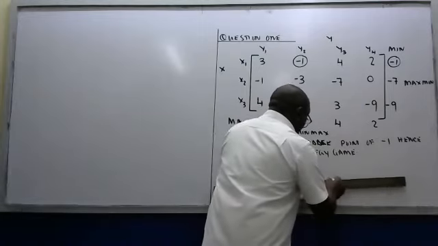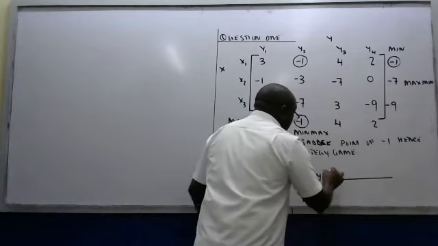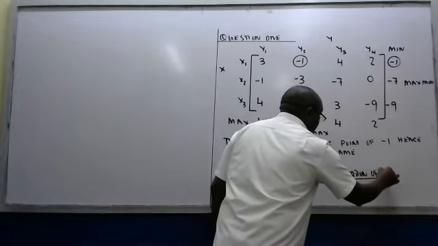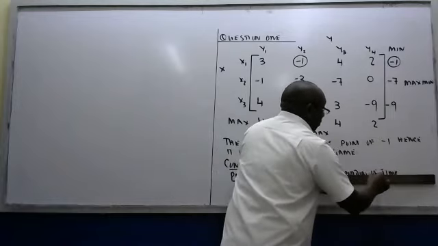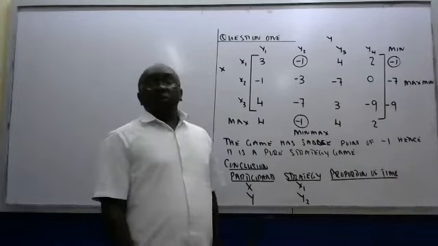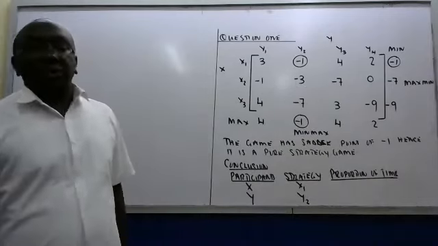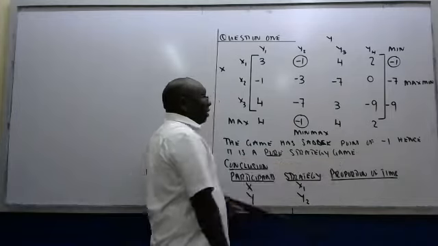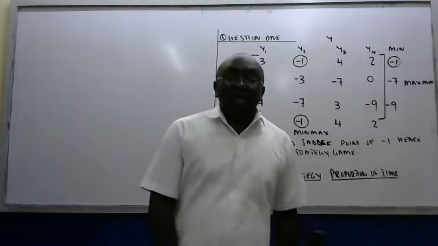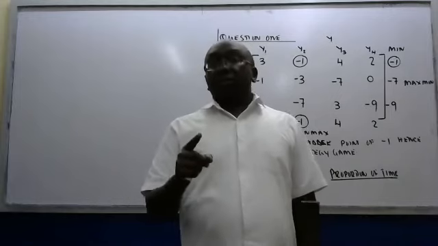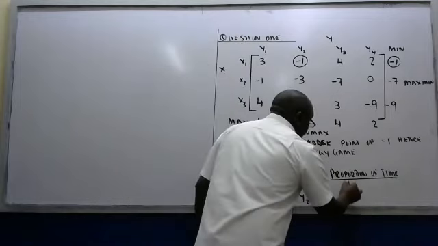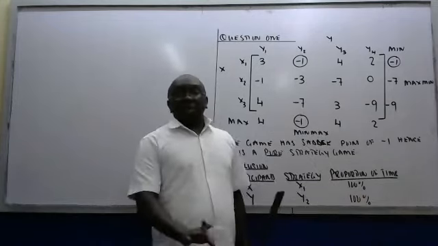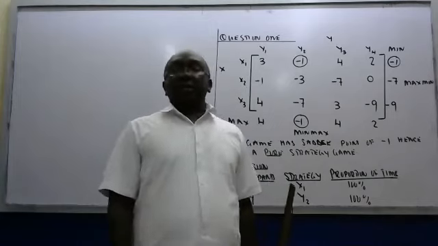Then on this side, the next thing is the proportion of time. You must tell us the proportion of time that you use. A game is called pure because the participant will only use one strategy all through. So the proportion of time is 100%, and here it is 100%. All the time he has, he will not use any other strategy.